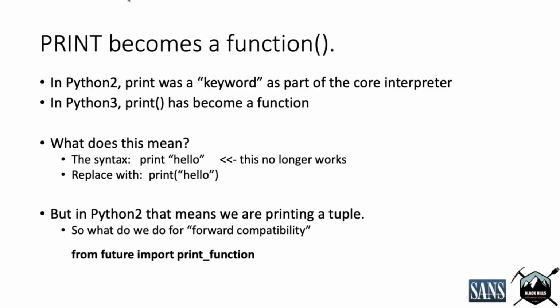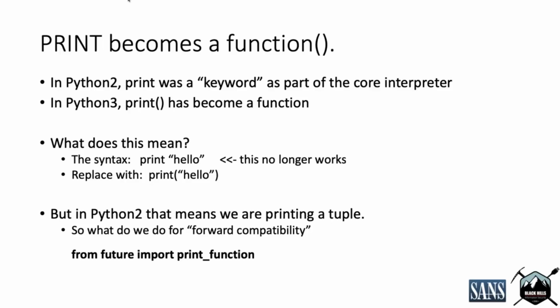So what exactly does this mean? Well, in Python 2, you were able to get away with using the syntax print, then either a single quote or a double quote and some string on the inside of that quote, and it would work, printing out that output to screen. In Python 3, that will no longer work. You actually have to use parentheses around the arguments to the print function that you're trying to print to screen.